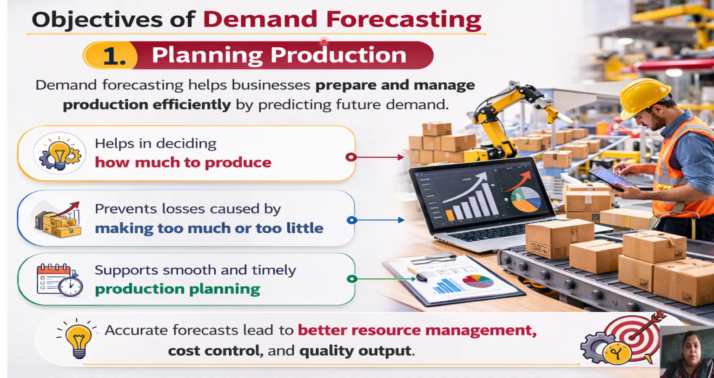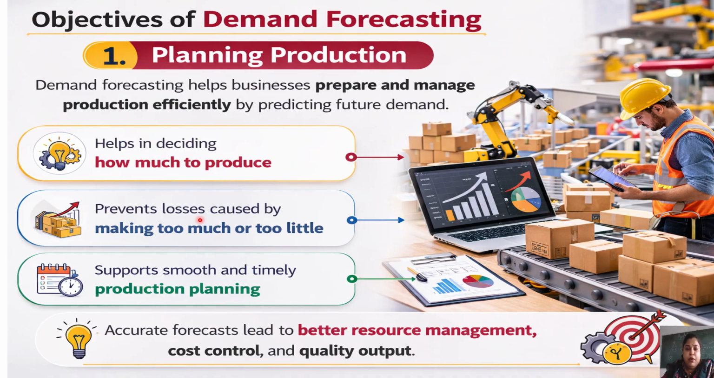Okay, let's see the objectives of demand forecasting. The first objective is planning production. Planning production is very important in business. Prepare and manage production efficiently by predicting future demand. So here the managers have to decide how much to produce. It means in which quantity the production has to be made.